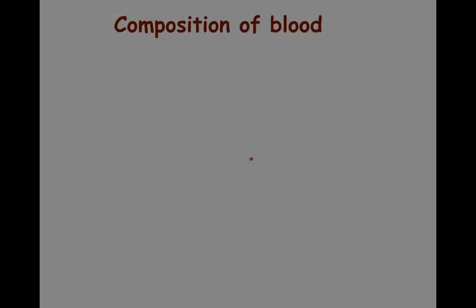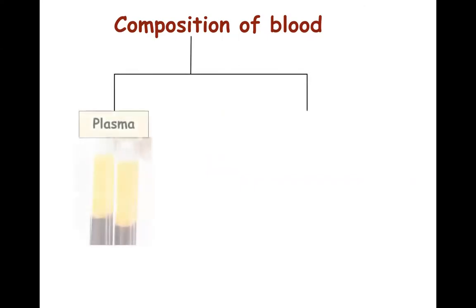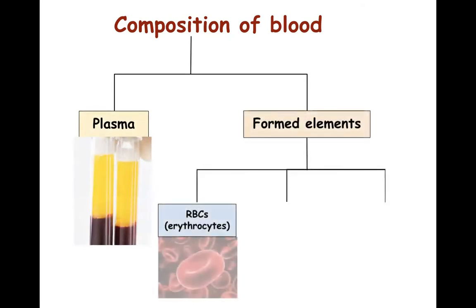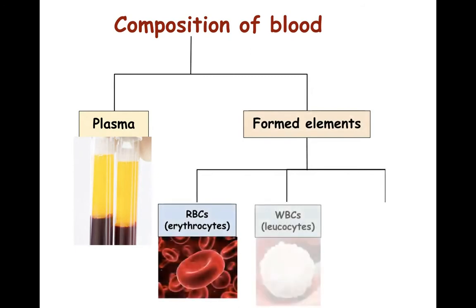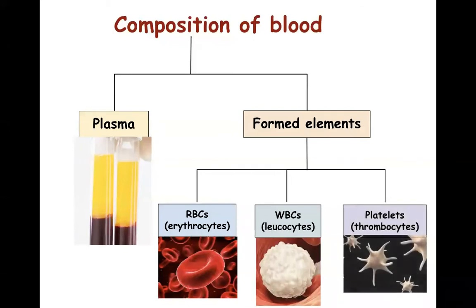Hello, dear students. Today we will continue with the topic of the circulatory system. In the last video, we covered the composition of blood: that blood is composed of plasma and formed elements. The formed elements are the RBCs, the erythrocytes, WBCs, the leukocytes, and the platelets, the thrombocytes. So today we will continue with the plasma and the RBCs.